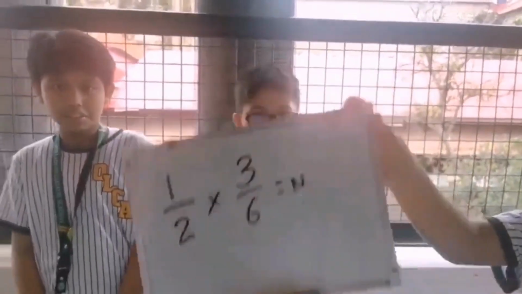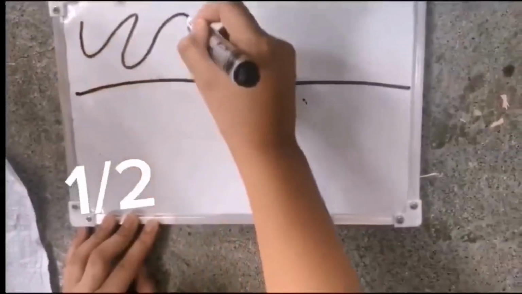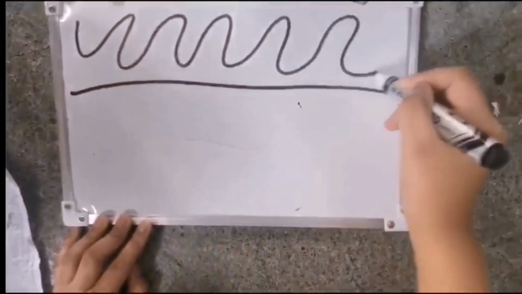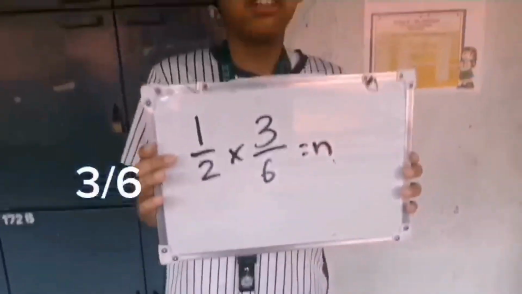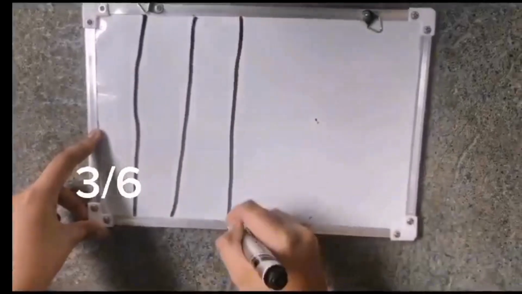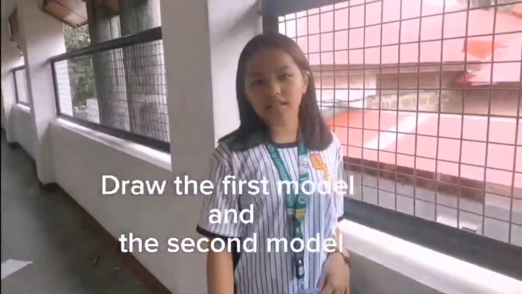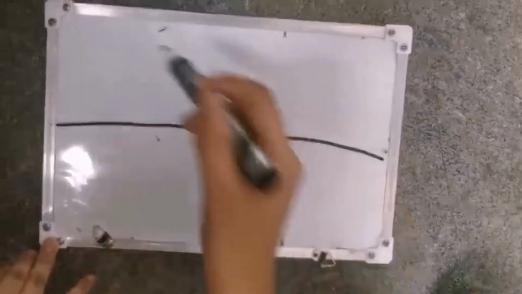Here is an example. If you multiply 1/2 and 3/6. First, draw the first fraction. Step 2, draw the second fraction, 3/6. Next step, draw the first model and the second model. Here is how you do it.